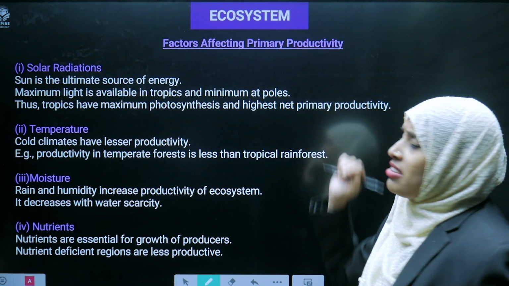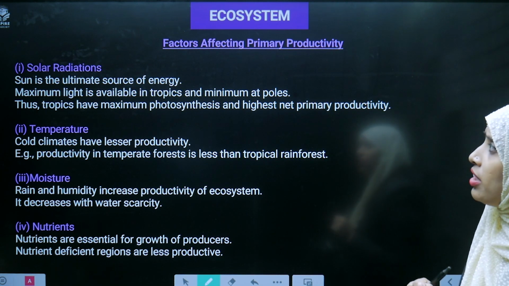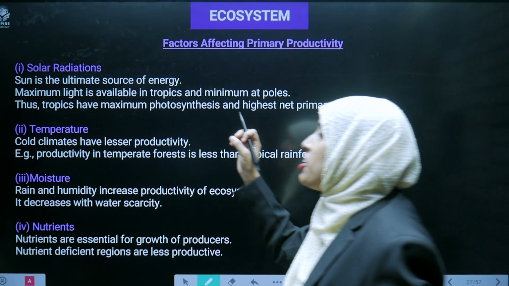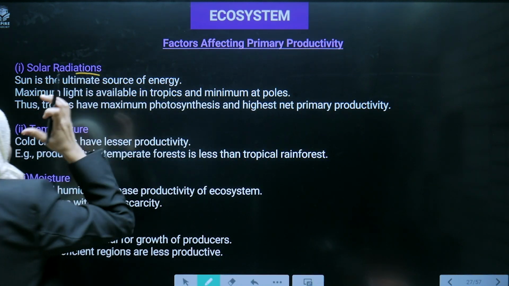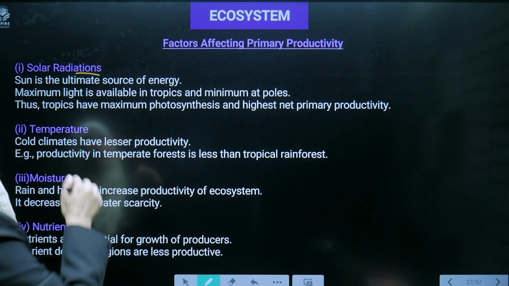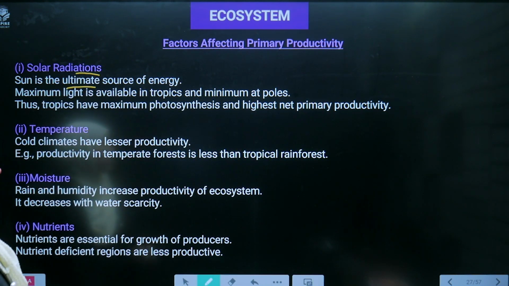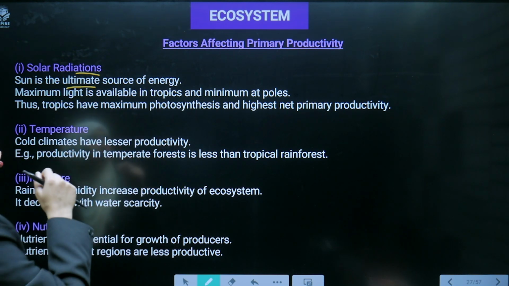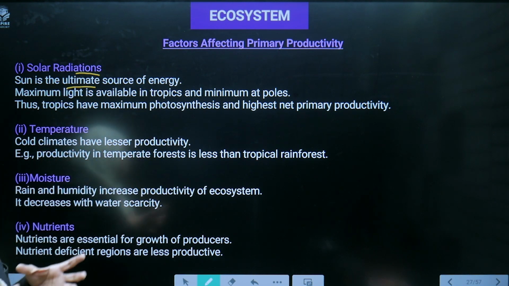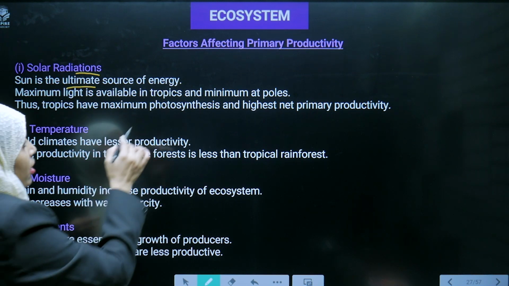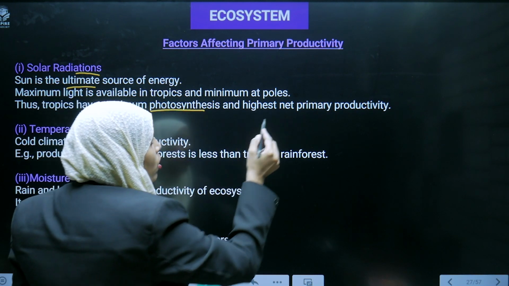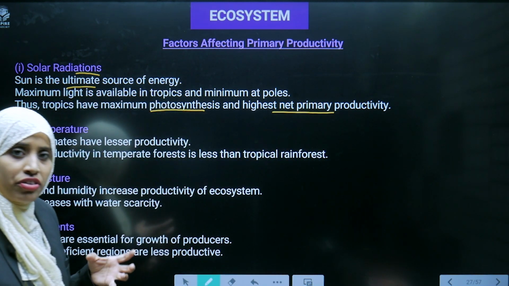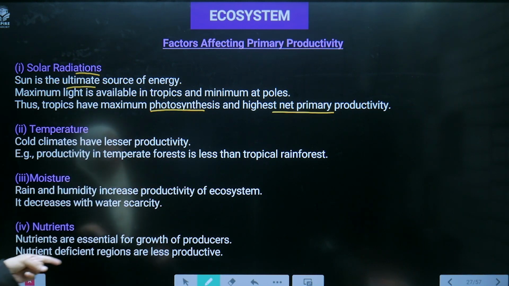Now, what are the factors that affect the primary productivity? Which factors? Solar radiation, yes. The brighter the sunlight, the better; the sun is the ultimate source of energy. We know very well, maximum sunlight is there, so there will be maximum photosynthesis. And with maximum photosynthesis, the net primary productivity, the stored food, will be much more.